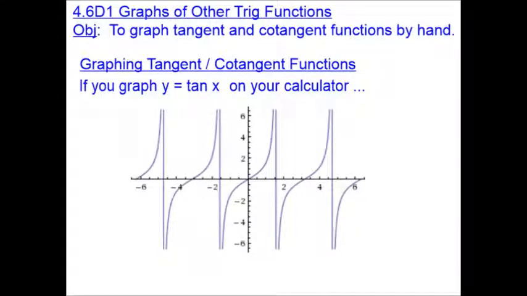Now we're going to be moving on to section 4.6. So for day one of this, we're going to start graphing tangent and cotangent functions by hand.